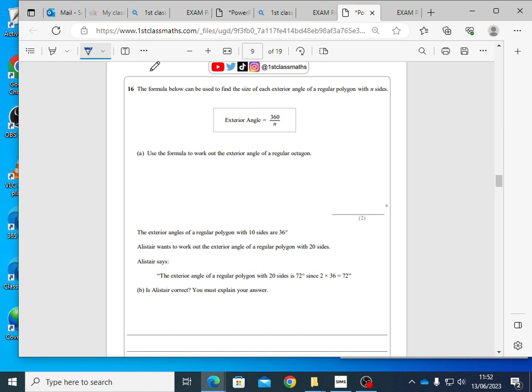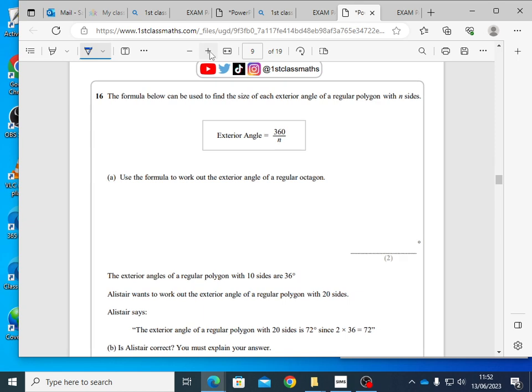Okay, let's have a quick go at this one. Let's just make this a bit bigger again. The formula below shows the size of each exterior angle with n sides, so 360 shared by n. Use the formula to work out the exterior angle of a regular octagon. An octagon has 8 sides, so 360 shared by 8, and just do that again on your calculator. Should be 45. Yep, so that is 45 degrees.